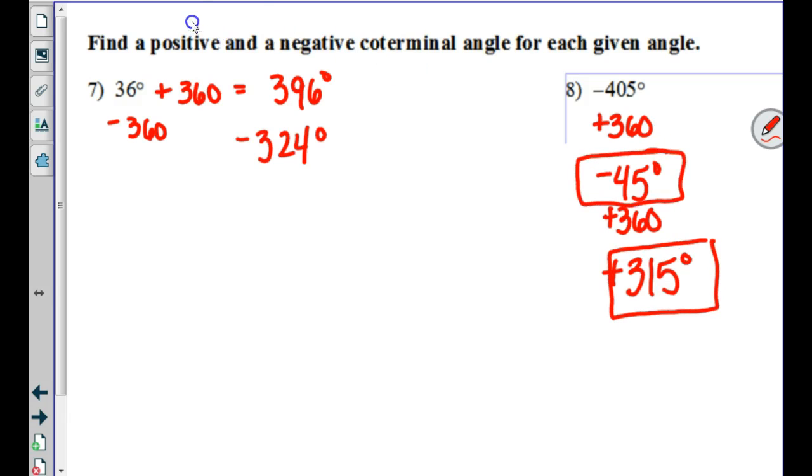I need a positive answer and a negative answer. You could have gotten your negative answer by subtracting another 360, but then you're at negative 705, 765, I don't know what. Anyway, do you get the idea that just by adding, we got a positive, we got a negative, and then we added again to get another positive?